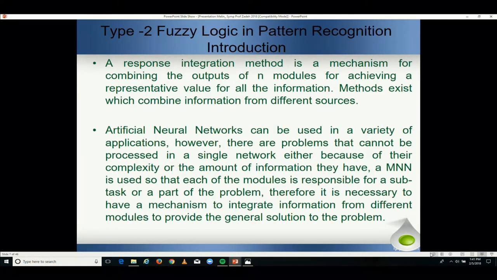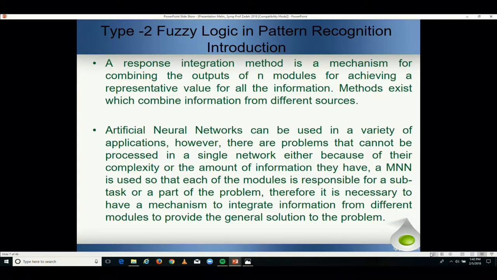Another application that I am working on with my group is response integration. What is response integration? As I said before, I am building an intelligent system with modules, modules of neural networks and modules of fuzzy systems. These modules are integrated with a type 2 fuzzy set for decision making, and I use this mainly for applications in pattern recognition, and also collaborate with my other groups in Tijuana on control systems.